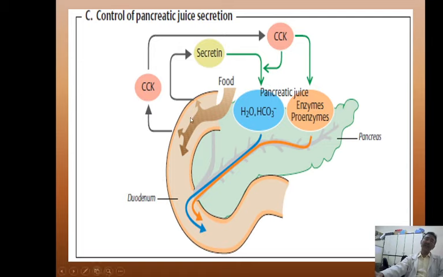Further down, as the chyme is passing further down into the duodenum, there are certain cells which are known as the I cells. These I cells will stimulate the release of cholecystokinin. It's another GI hormone. This cholecystokinin will be released from the I cells of the duodenal mucosa and enter into the circulation. Once it enters the circulation, it then acts on the acinar cells of the pancreas and causes a secretion of pancreatic juice which is rich in the enzymes.